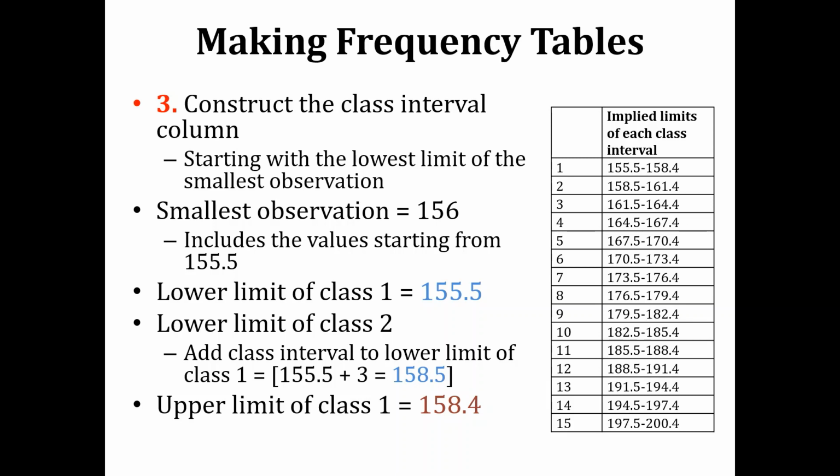So for class number 1, we have 155.5 to 158.4. Then for the next class, we have 158.5 to 161.4. Then we have 161.5 to 164.4, and so on. So this is how we are going to define the class limits for each one of these 15 classes.